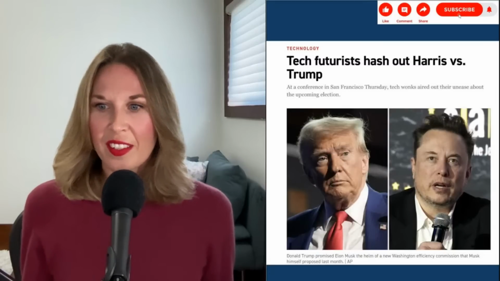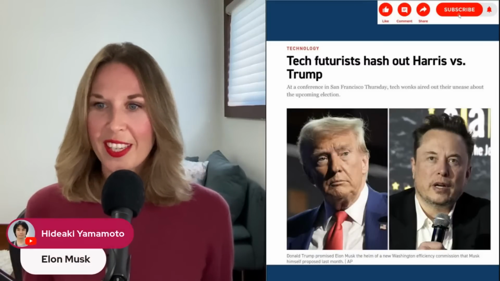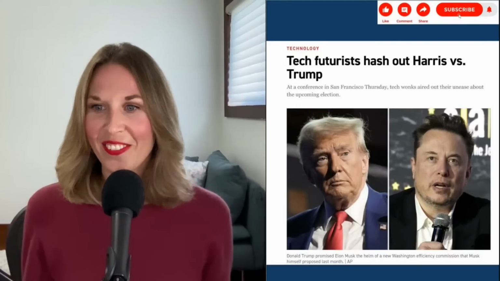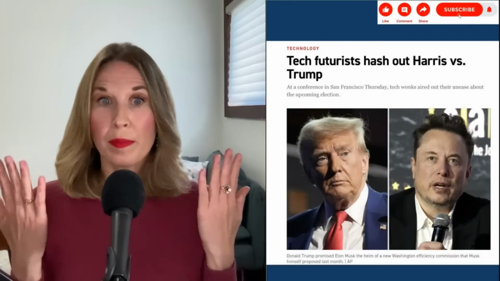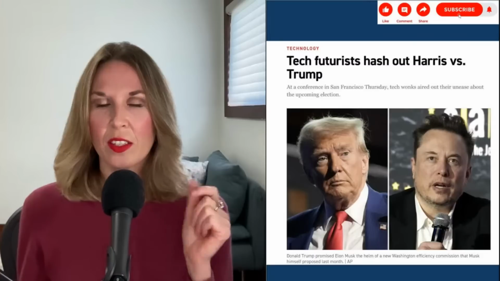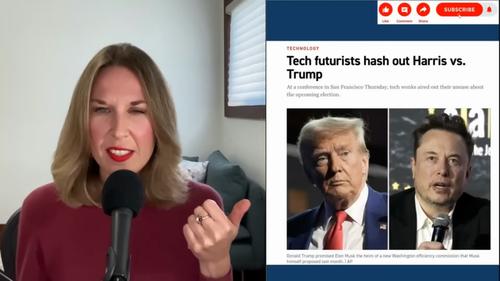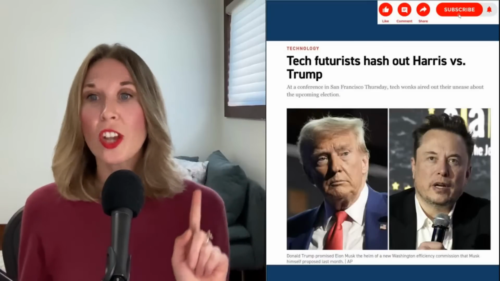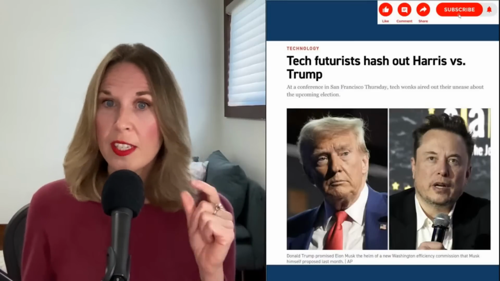Now, everyone knows it's Elon Musk. Very good. So let's read this headline together. This is from Technology Magazine. Tech futurists. Do you know what the word tech is? Anyone know? Tech? Tech futurists hash out Harris versus Trump.